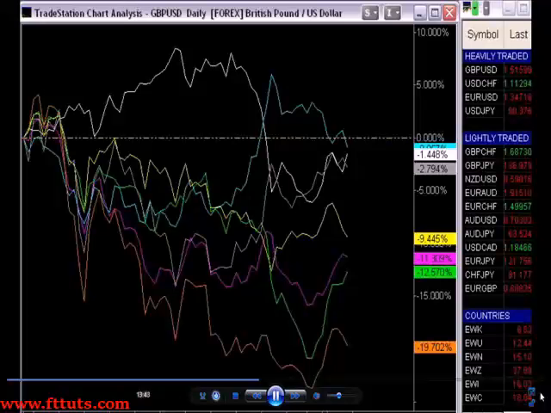Okay. Another example, just for clarity, is trying to find one that's not so messy. We've got a lot of lines overlapping each other. Well, this orange one, same one, if you can see. Trend line there. That's not broken.